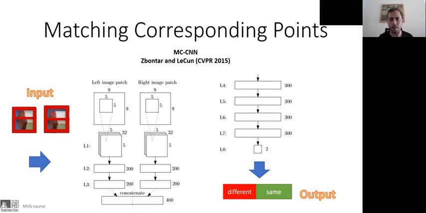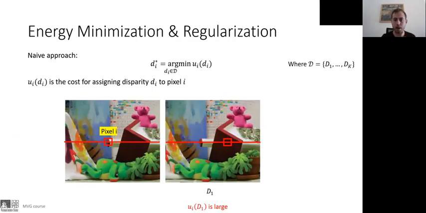In 2015, Zbontar and LeCun suggested training a neural network to classify whether two patches are corresponding patches or not. This network gets the two patches and outputs whether they are the same or different. So it's just a binary classification network, and we will see next the result compared to classical metrics.